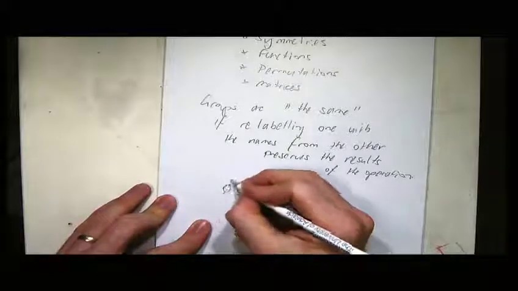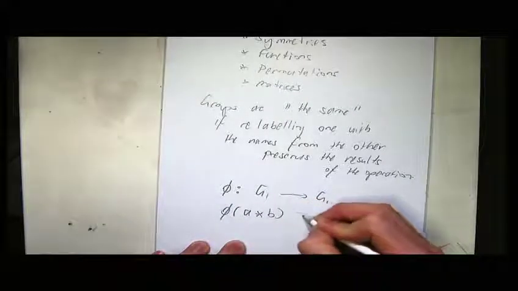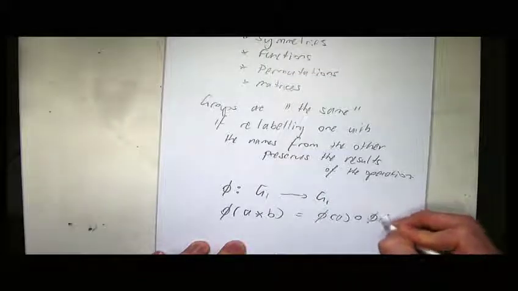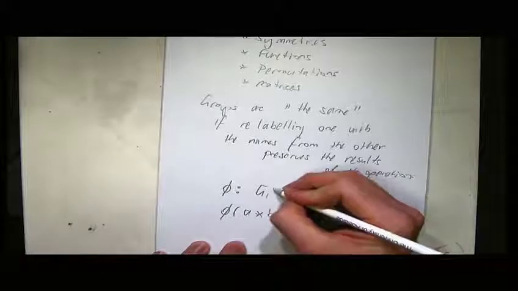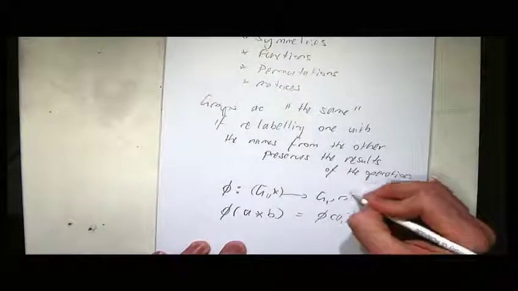Our relabeling is really just a function which sends one group to the other. That's my relabeling of the names. And I want doing the multiplication before with the old names to produce the same result as doing the multiplication after with the new names. Maybe this one's with a star and this one's with a circle. So this is doing the multiplication before with the old names, and whatever that produces is the same answer as this.